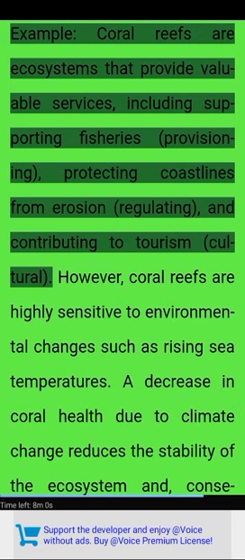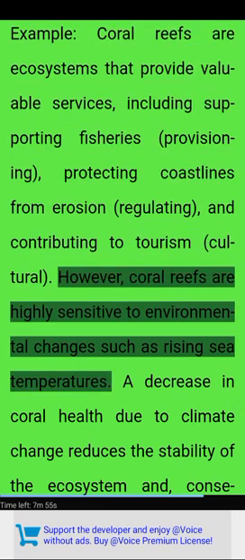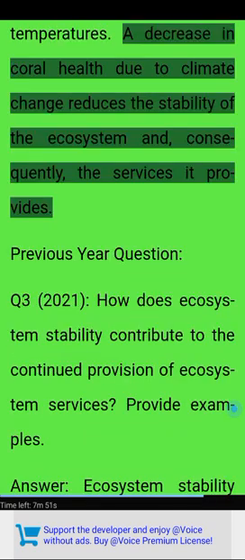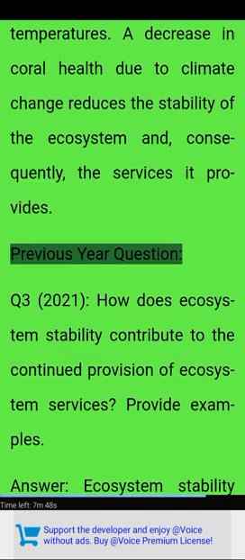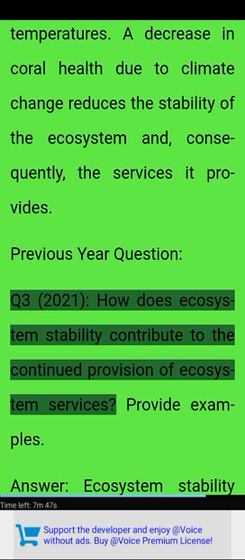Example, coral reefs are ecosystems that provide valuable services, including supporting fisheries, provisioning, protecting coastlines from erosion, regulating, and contributing to tourism, cultural. However, coral reefs are highly sensitive to environmental changes such as rising sea temperatures. A decrease in coral health due to climate change reduces the stability of the ecosystem and, consequently, the services it provides.